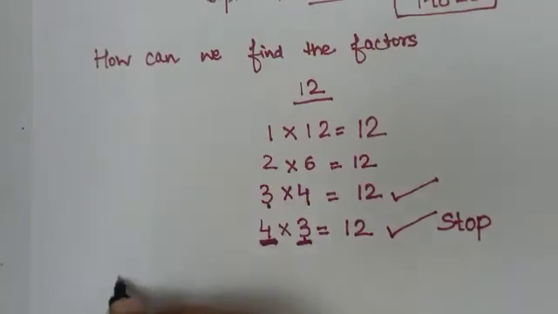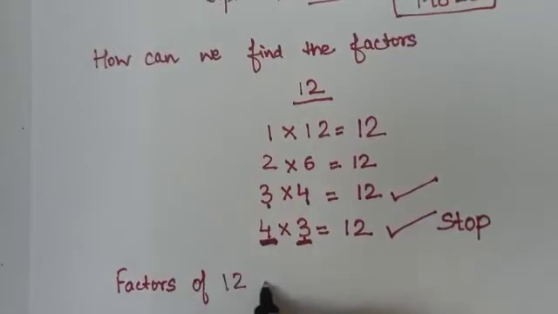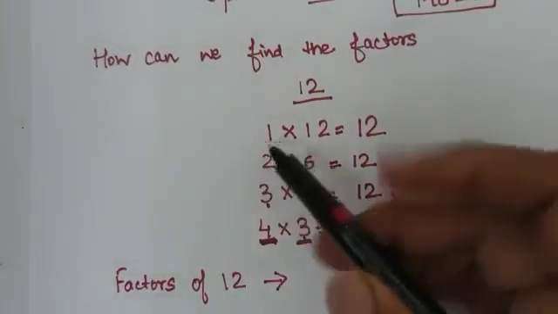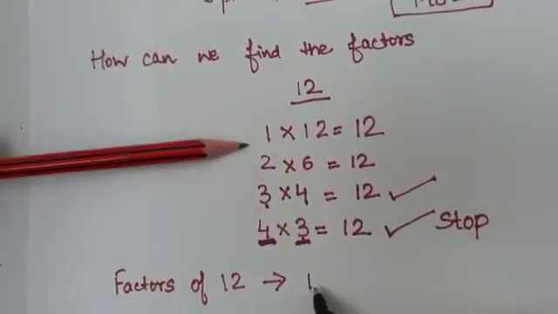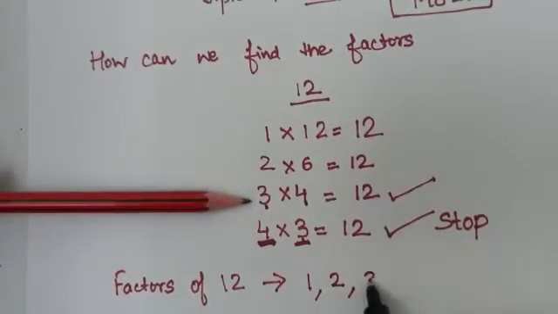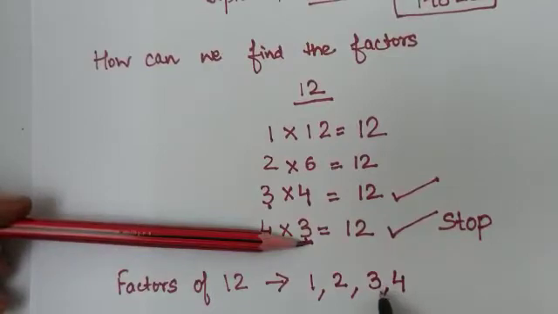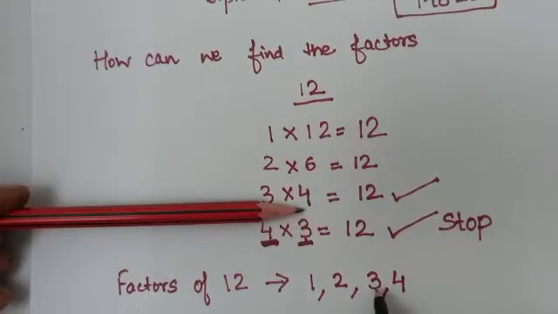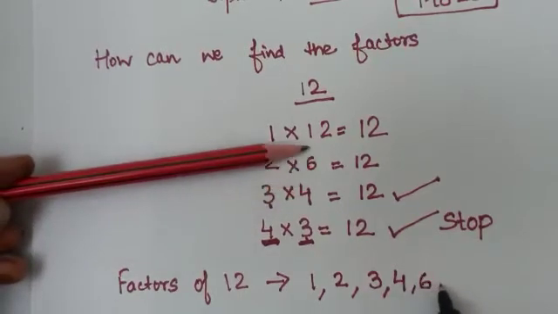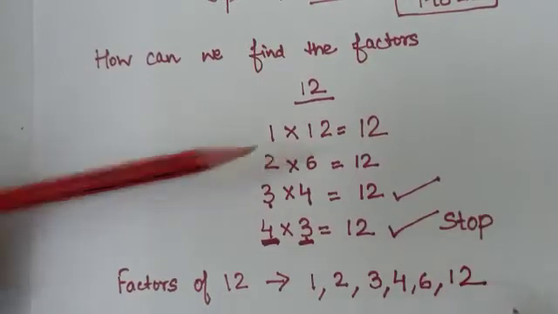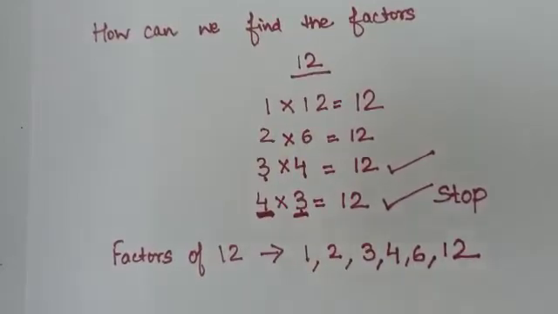So how will we write factors? We will write factors of 12 are, start from here. Fine? 1, 2, 3, 4. Then 3, no, already we have written. 4, no, already we have written. Then 6, then in the last 12. These are the factors of 12. Clear, students?